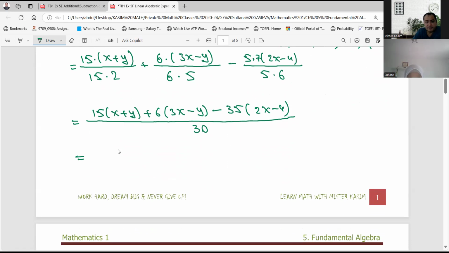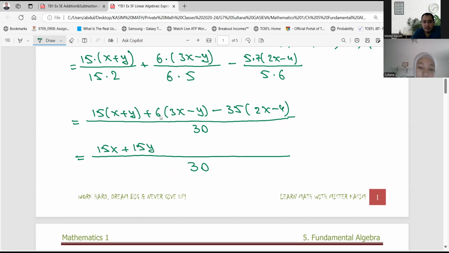So that's equal to, I draw again, 30 at the bottom. 15 times x is 15x. Again, I'm using the distributive property. 15 times y is 15y. 6 times 3x is 18x. 6 times negative y is negative 6y, right? Minus 35 times 2x is negative 70x. Negative, negative is positive: 35 times 4 is 140.